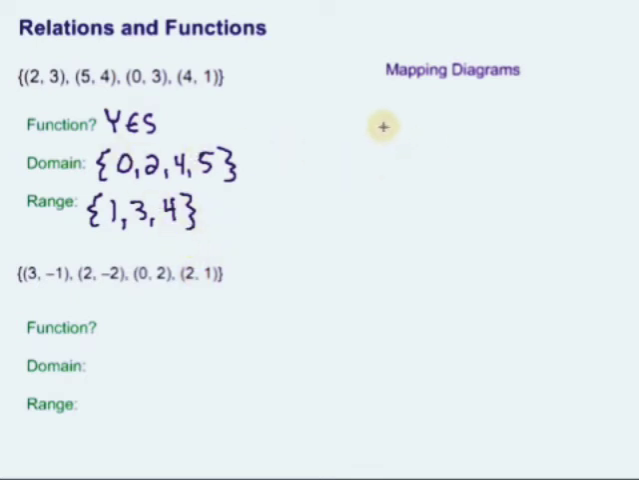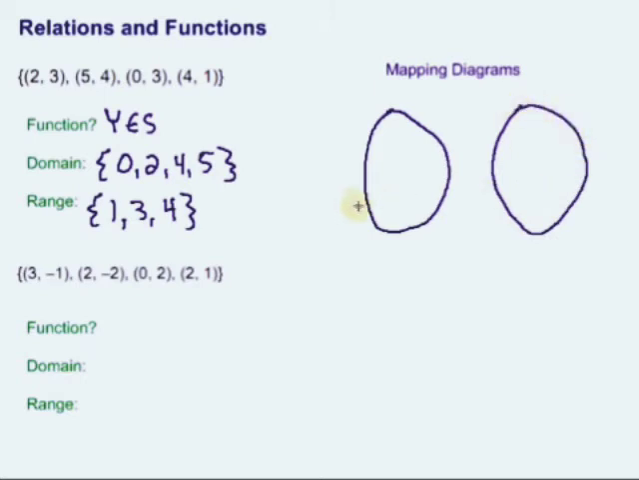Okay, finally, to make a mapping diagram, what we do is we put the domain and the range into sort of a little bubble here. So our domain is 0, 2, 4, and 5. Our range is 1, 3, and 4. And then we're just going to draw arrows to connect the ordered pairs.